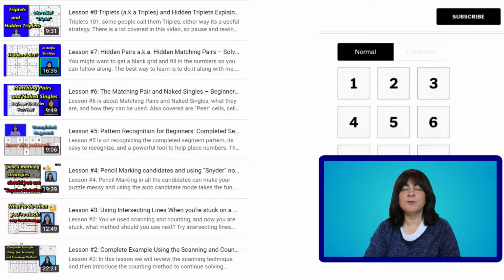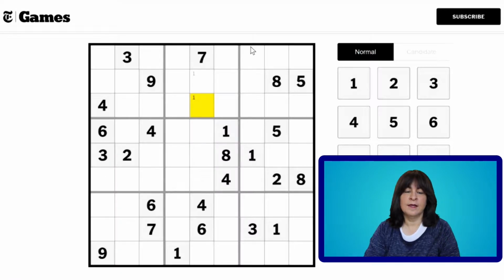If you followed my previous videos, you'll know I like to start off with this type of notation. It's called Snyder Notation, and it helps in the early stages of solving a puzzle. Later, I will pencil mark in more candidates as needed, but to start, I like to fill in the candidates when they are restricted to two cells in a block, like you see here.